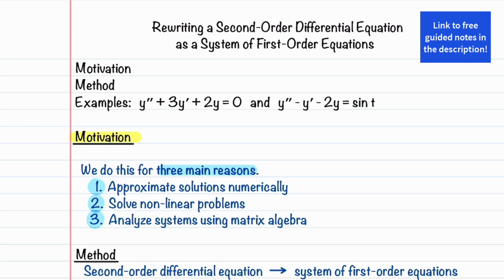And third, matrix algebra. Once we have a system, we can write it in matrix form, and that lets us use eigenvalues, phase portraits, and stability analysis, all of those powerful tools from linear algebra. So this isn't just an algebraic trick, it's a gateway. Keep those three reasons in mind as we go through the method.